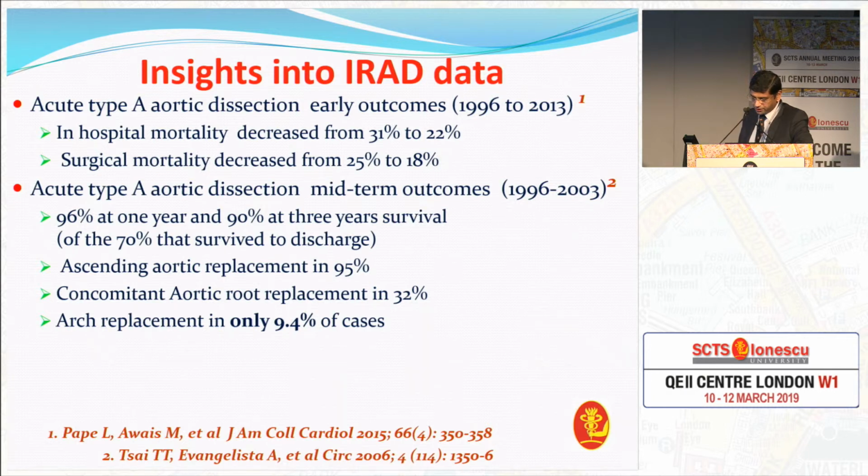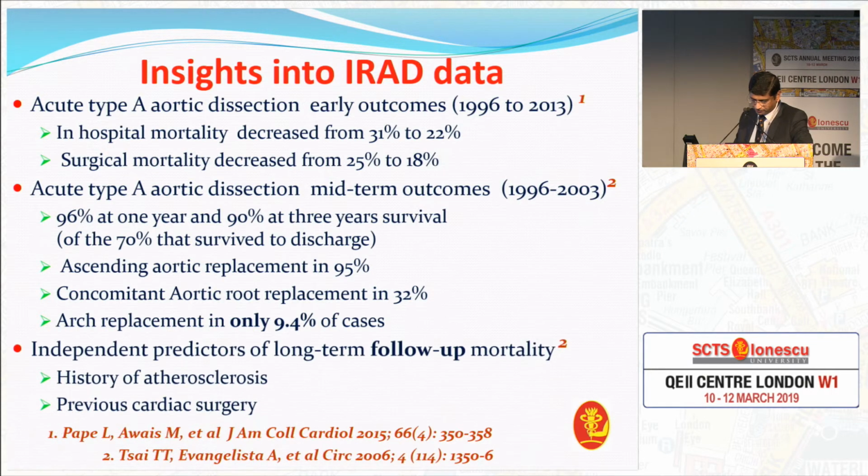So the bulk of the patients actually had a reasonably standardized approach. And if you look at these people, in the long term, what were the independent predictors of follow-up mortality? It was a history of atherosclerosis or previous cardiac surgery. And this is quite interesting because, think about it, if you had an operation and you survived it and you went out, your long-term prognosis is actually not that bad.